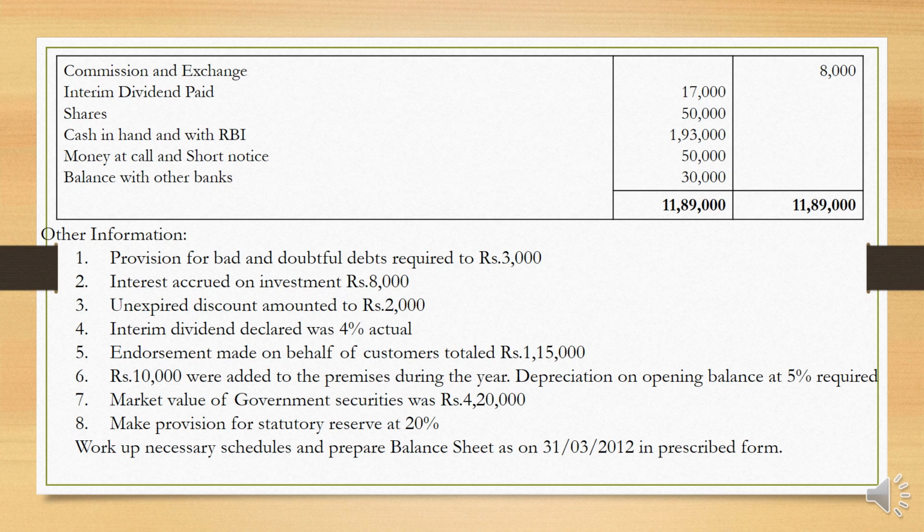Then make a provision for statutory reserve. As you all know, it is 20%. So with this you have to prepare the profit and loss account, work out the necessary schedules and prepare the balance sheet on the prescribed form.